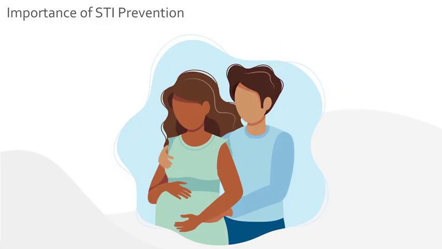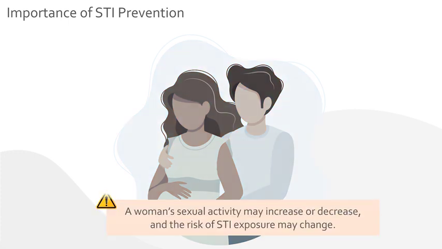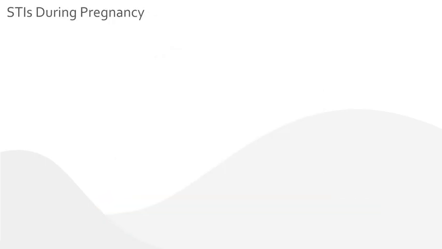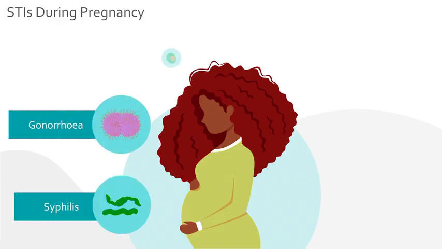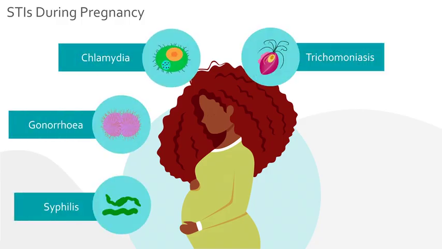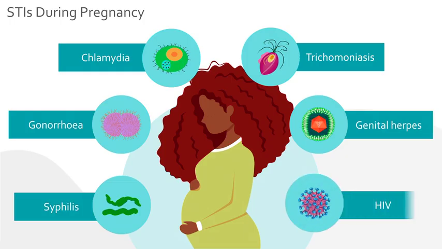STI prevention is as important during pregnancy as at any other time. A woman's sexual activity may increase or decrease, and the risk of STI exposure may change. A number of STIs can cause complications during pregnancy and contribute to poor pregnancy outcomes. This includes syphilis, gonorrhea, chlamydia, trichomoniasis, genital herpes, and HIV.